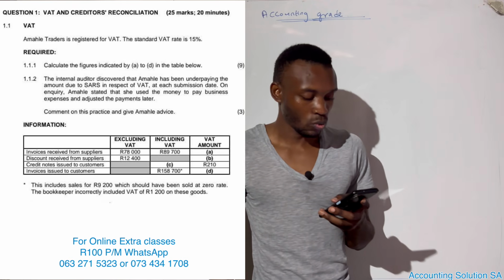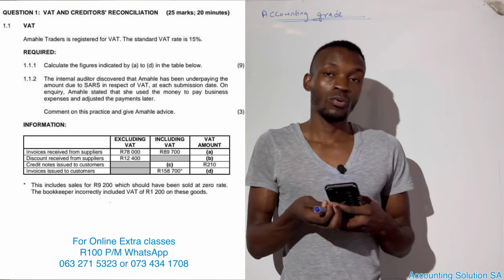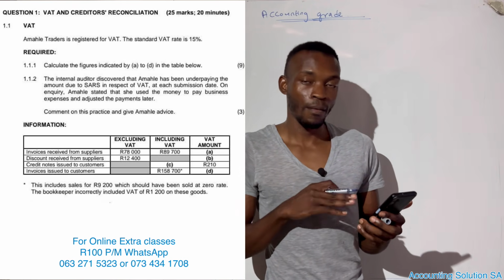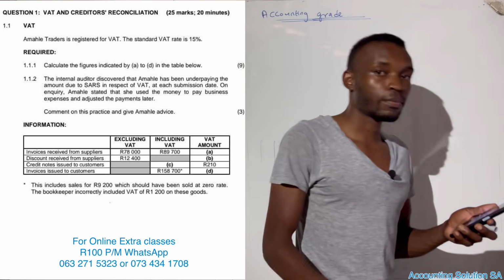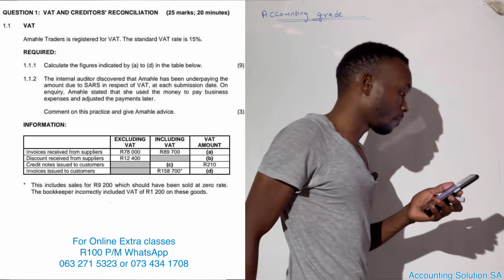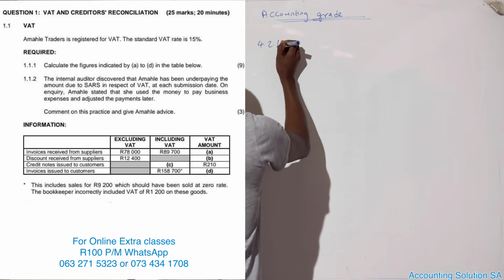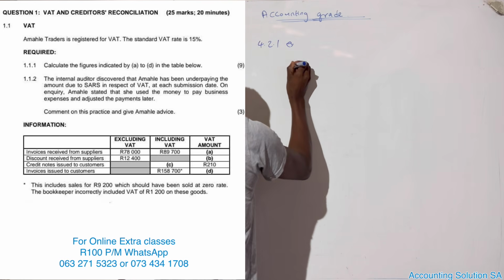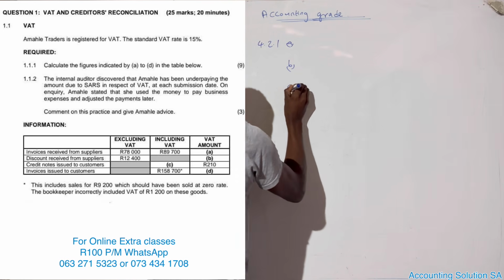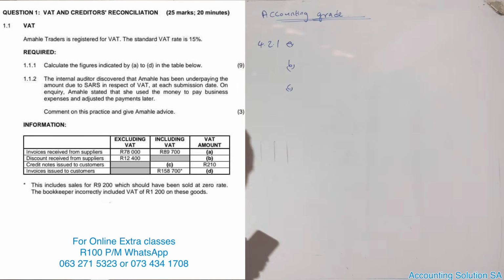Then let's go back to 4.2.1. We are going to create the other question which is not here because I want you guys to learn something that is going to be part of your exam. 4.2.1. We have to calculate number A, B, and C.